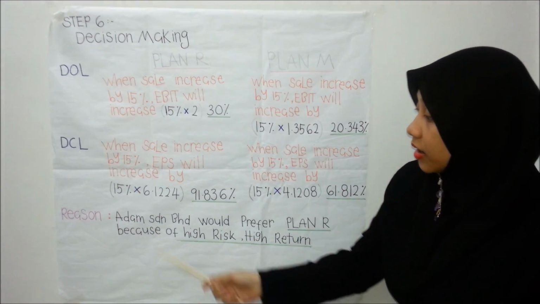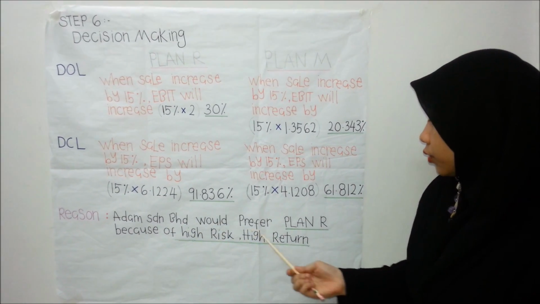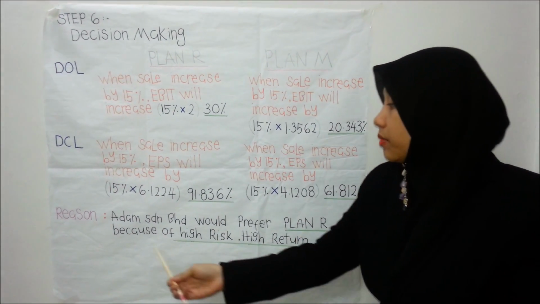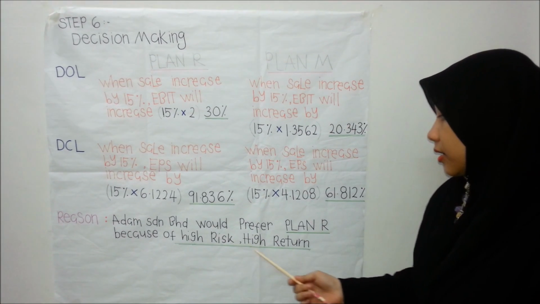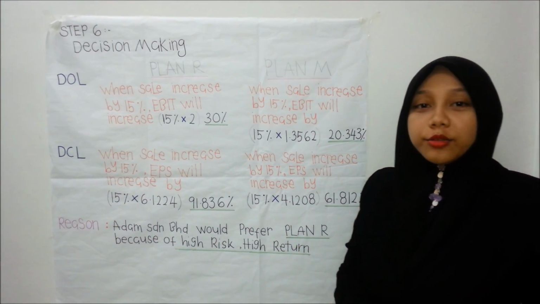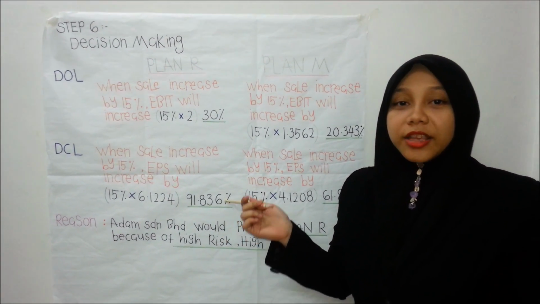As a conclusion, after Adams and Nurul combine their degree of operating leverage and degree of combined leverage for both plans, Adams and Nurul would prefer to choose plan R because of high risk and high return. Okay, that's all for the topic of leverage. Thank you.